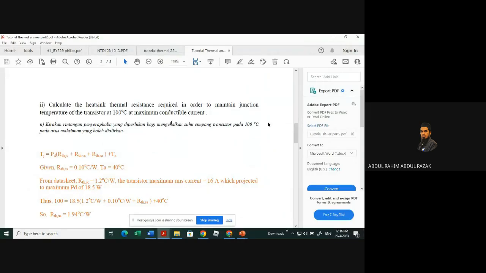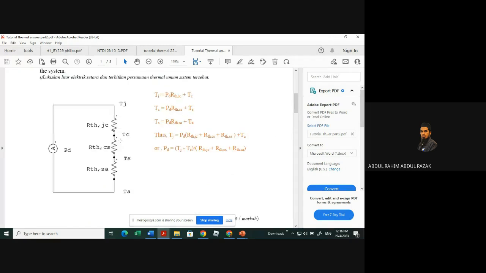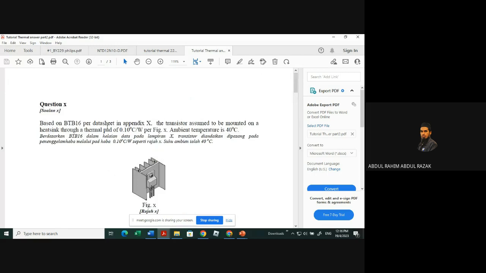Okay, again, we look at this question number 2 here. Calculate the heat sink thermal resistance you need, if you want to maintain junction temperature at 100 degrees C, and consider that at that time, maximum conductible current is operating. And so circuit ni, just now, it operate at maximum current untuk BTB 16. So BTB 16.